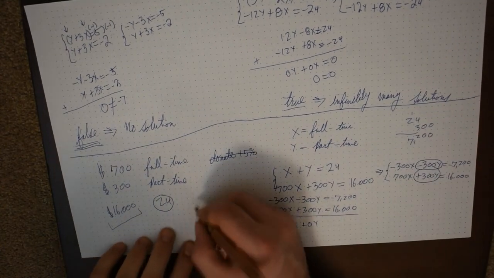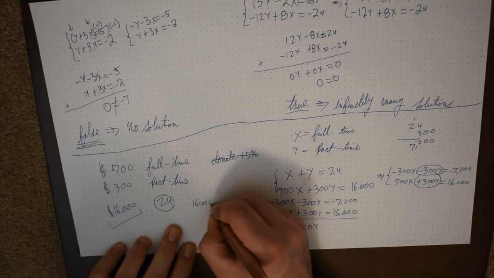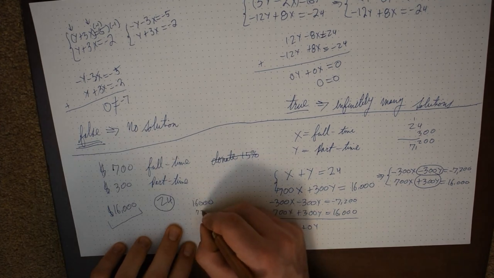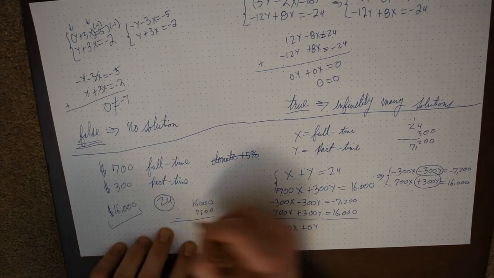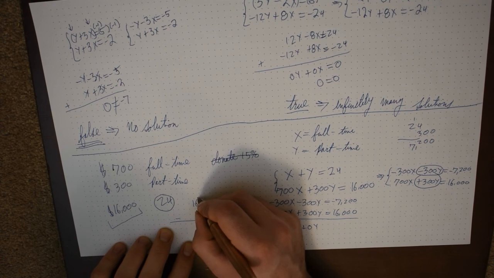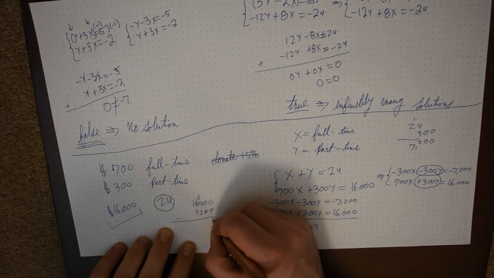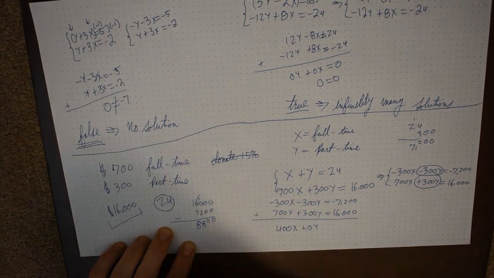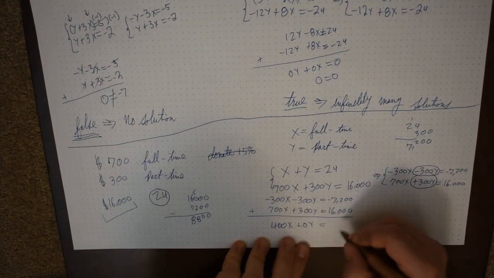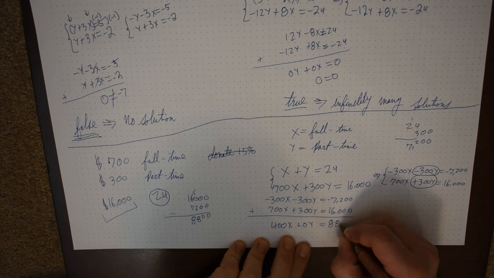16,000 minus 7,200. We can work over here. We'll turn that to a 5, we'll turn that to a 10. 0, 0, 8, 8 is equal to 8,800.